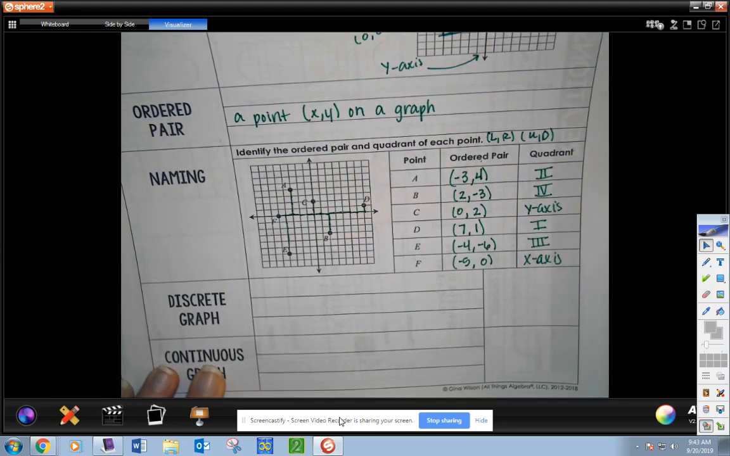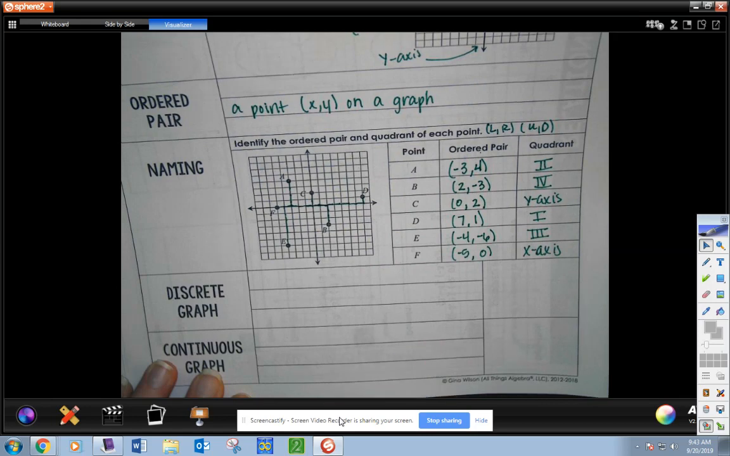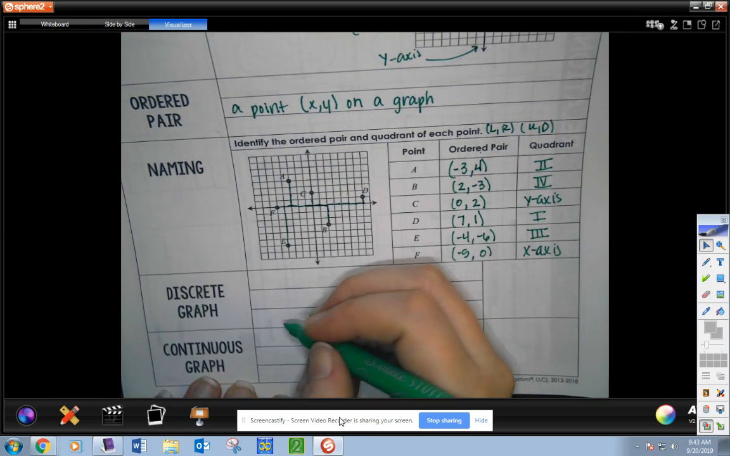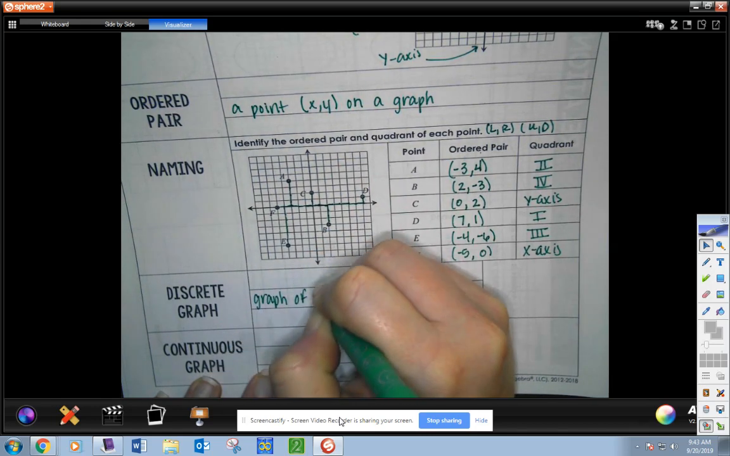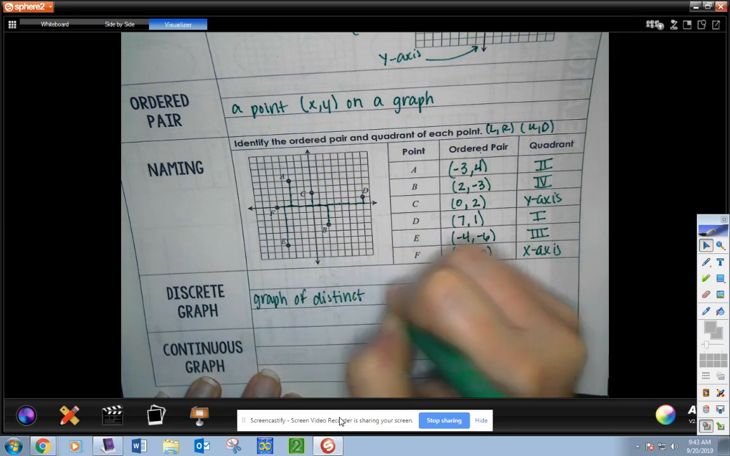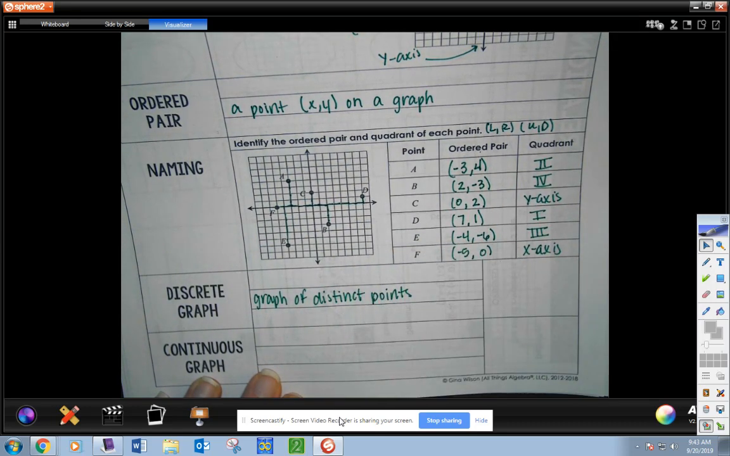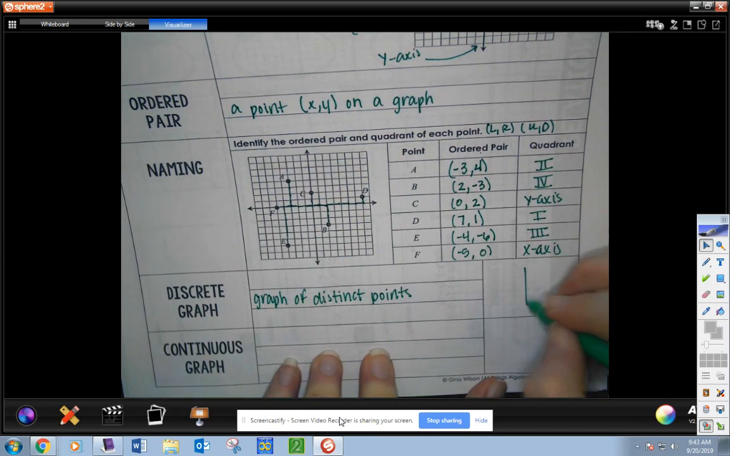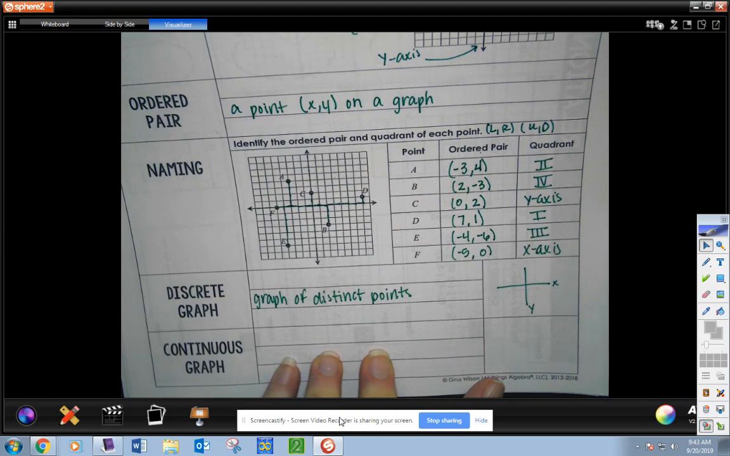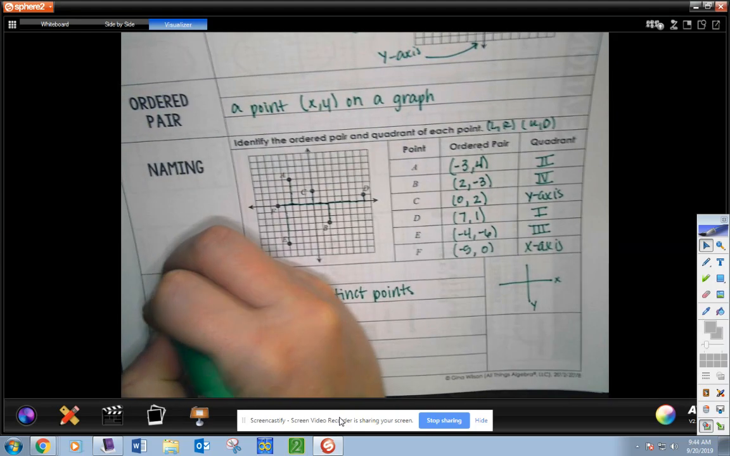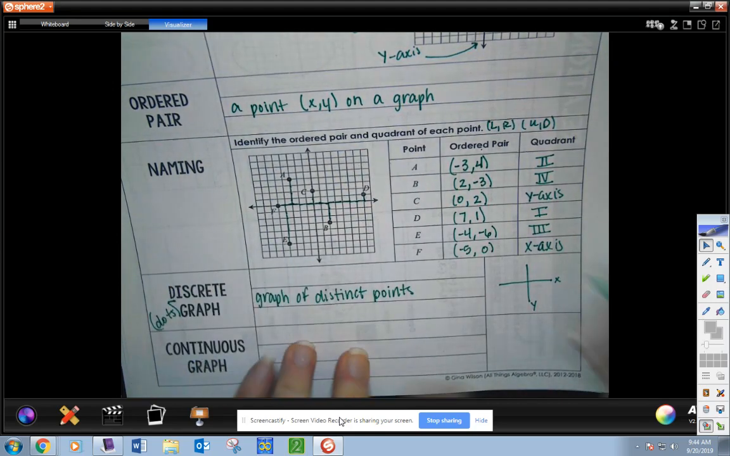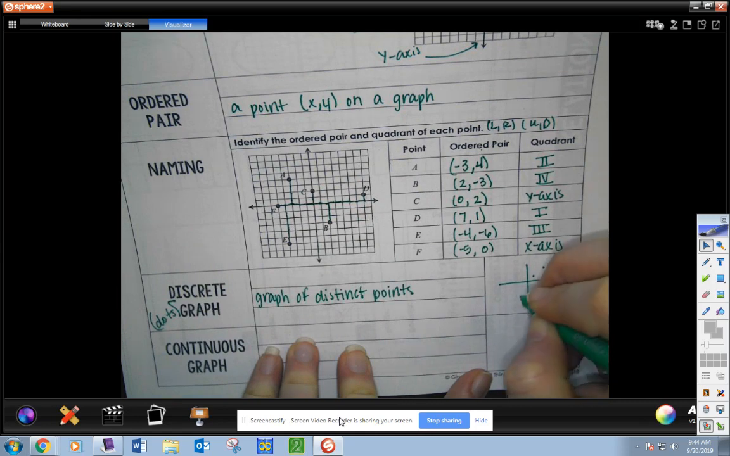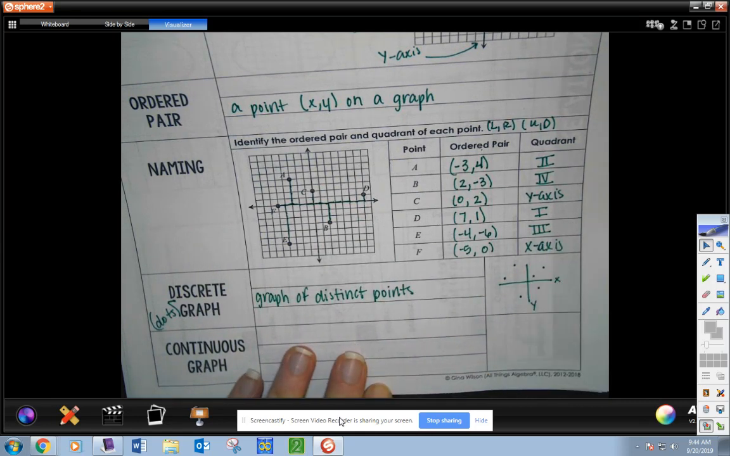Okay, the last 2 definitions that we have for this page, and then we have to flip to the back, we're going to have 2 different types of graphs. A discrete graph is just a graph of distinct points. Over here, we're going to draw an x and a y axis, and we're going to give you an example of a discrete graph. A way to remember a discrete graph, it starts with a D, so this is just dots. So I'm going to put just some random dots on this page, and that's a discrete graph.